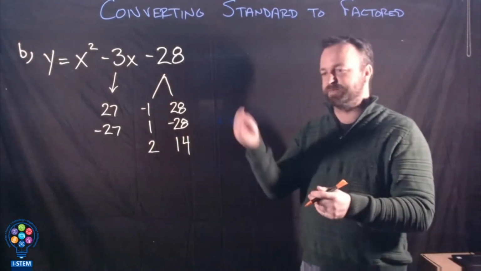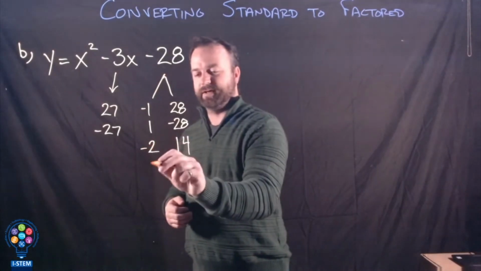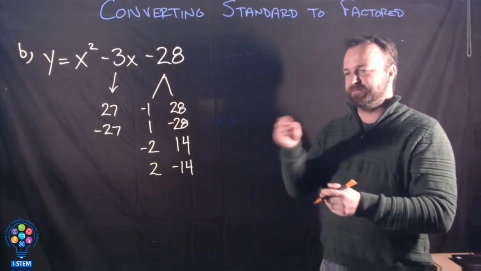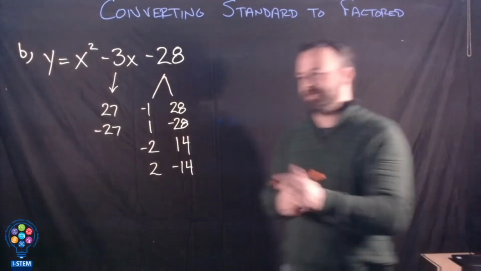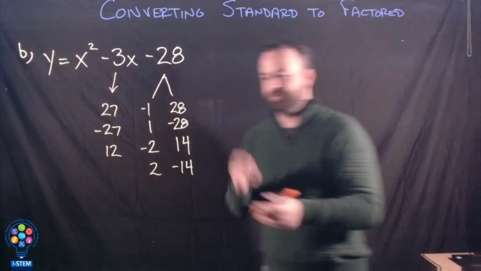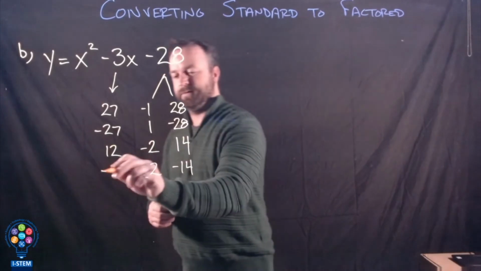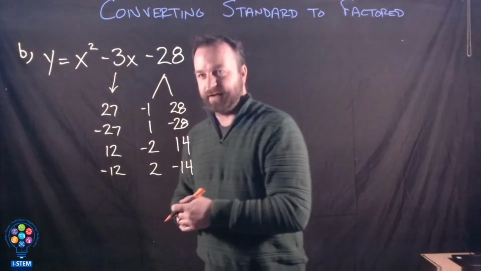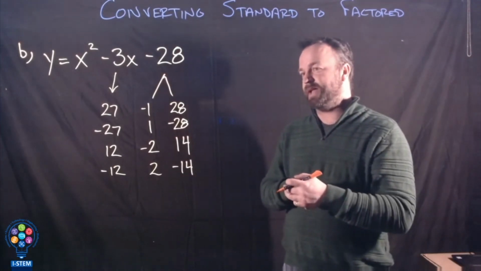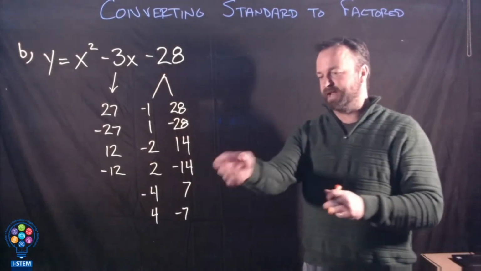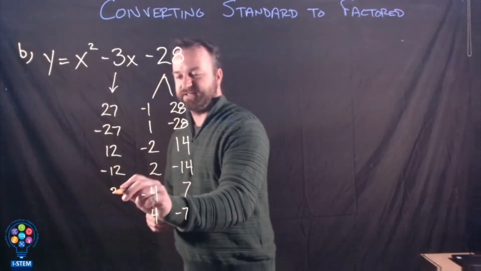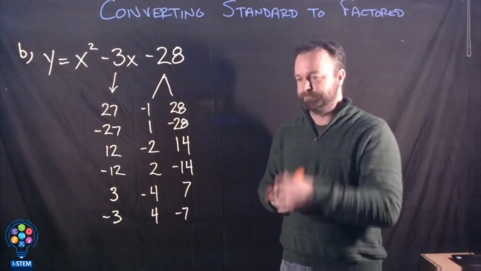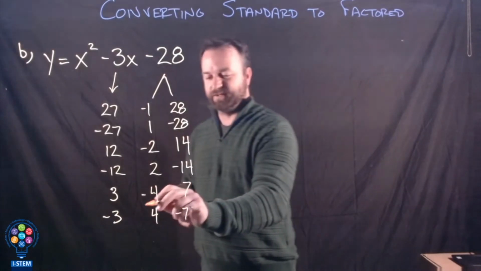2 times 14 is positive 28, so I'm going to do the same thing. I'm going to make one of these negative. Negative 2 plus 14 is 12. 2 take away 14 is negative 12. Still not quite right. I don't think 3 goes into 28 evenly. So negative 4 plus 7 is positive 3. 4 plus negative 7 is negative 3. Well, there's my solution right there.